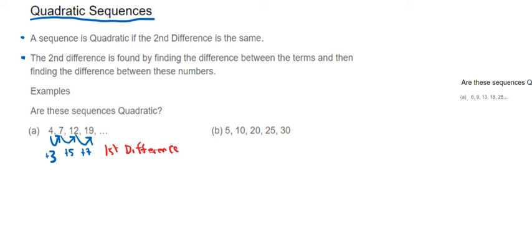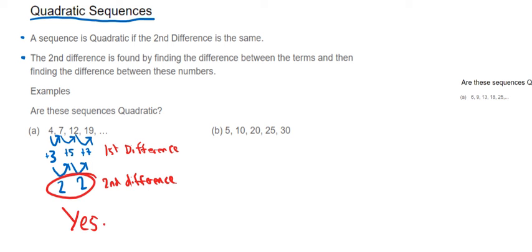That's what you would have used to determine whether a sequence was linear or not. If the difference is the same each time, it's linear. This is obviously not linear because it's different, but I can find out if it's quadratic by finding the second difference. The second difference is just the difference between these numbers. The difference between 3 and 5 is 2, and the difference between 5 and 7 is also 2. Because the second difference is the same, yes, it is quadratic. That's how you know if a sequence is quadratic or not.